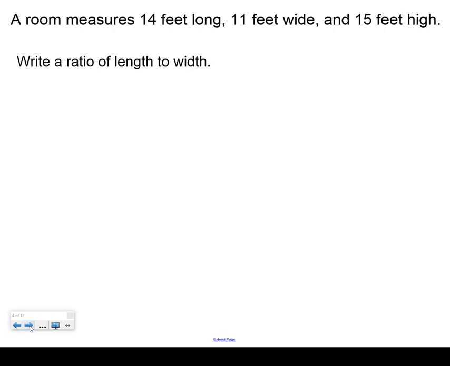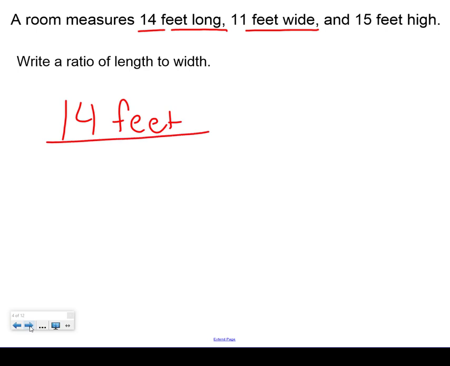A room measures 14 feet long, 11 feet wide, and 15 feet high. This given information is for the next two problems. The first one says to write a ratio of length to width. First of all, I look for length and I look for width. Long and wide would be the length and width. Length came first, so that's where I'm going to write my 14 feet over the 11 feet. Wide is the width, and it came second when I was reading.